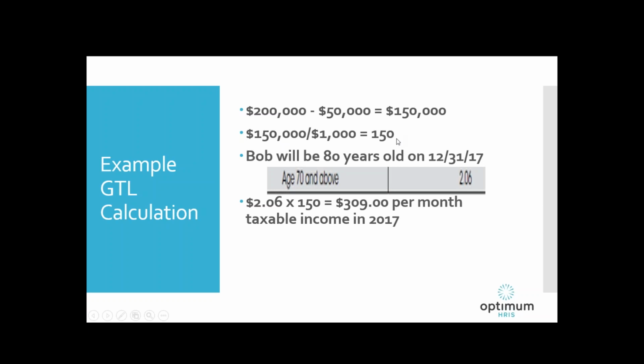There are 150 thousands to be multiplied by the universal table premium for Bob's age, which is $2.06, times 150. So Bob's monthly benefit is $309 per month. And again, you could multiply this by 12 and divide it by the number of pay periods in a year to get a taxable per pay period benefit for Bob. But you can see that Bob's benefit is going to be a significant taxable benefit because of his age.